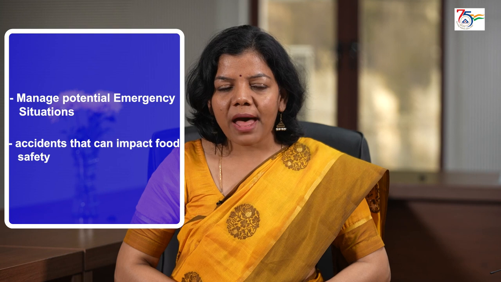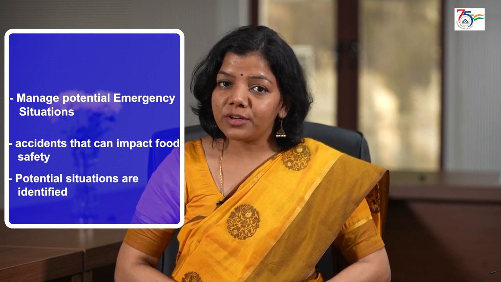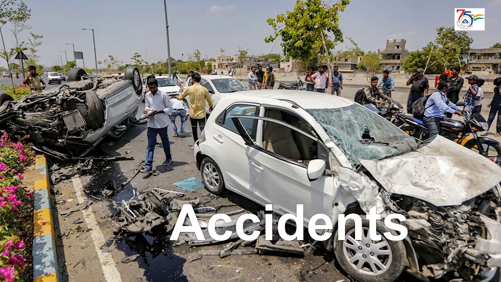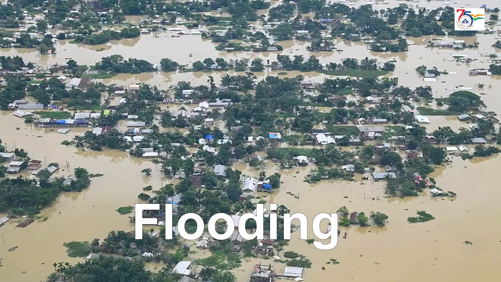Emergency preparedness and response. The organization needs to implement a system to manage potential emergency situations and accidents that can impact food safety. Potential situations are identified and preventive and control measures are defined for each situation, such as power failure, accidents, ammonia leakage, natural calamity, fire, flooding, etc. Having a preventive and corrective action in place and awareness among employees can help dampen the effect of such a situation if it takes place. Now let us discuss hazard control.